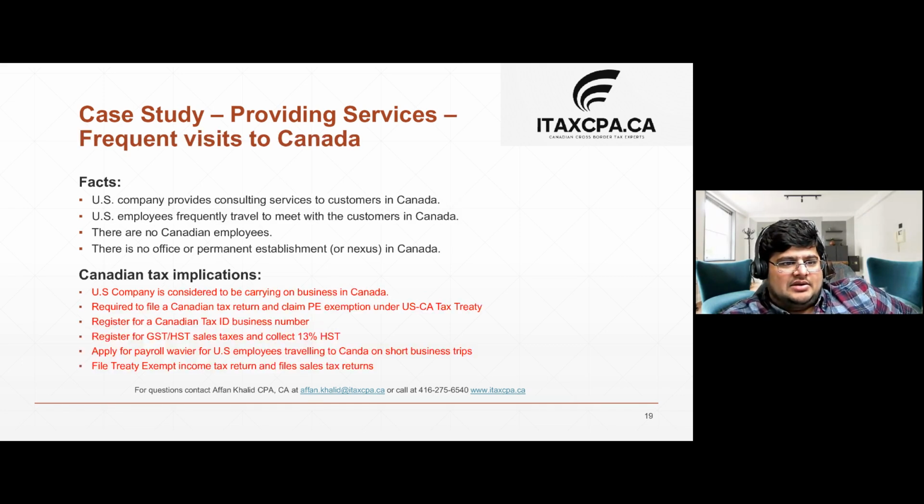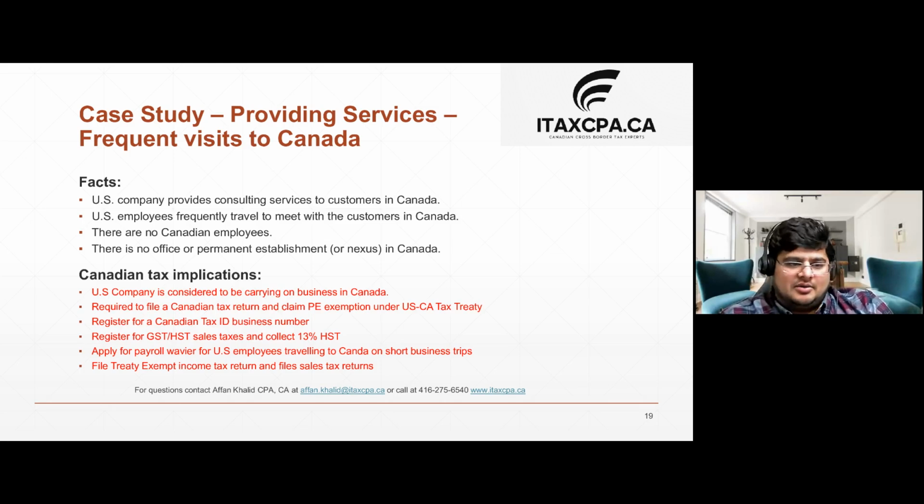Okay, and the only thing I have changed between the previous slide and this slide in terms of providing services is that US employees frequently travel to meet with customers in Canada, and that changes everything. It is one cost. Even if it is a single trip, there's no threshold on the number of trips. The fact that the US employees are coming into Canada is the tipping point, and then all the Canadian tax implications apply.